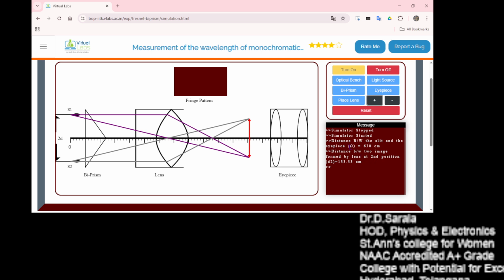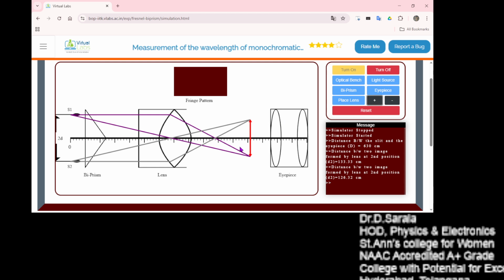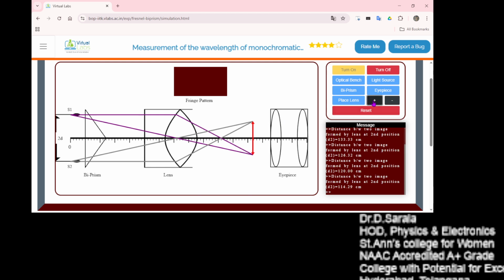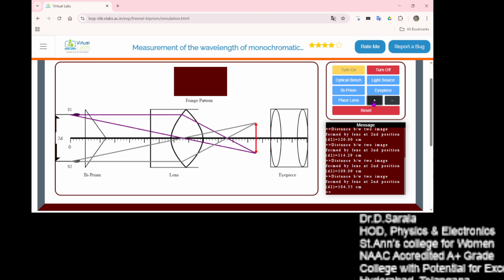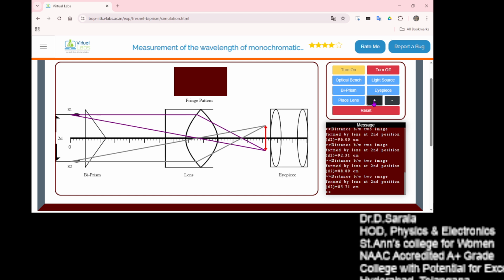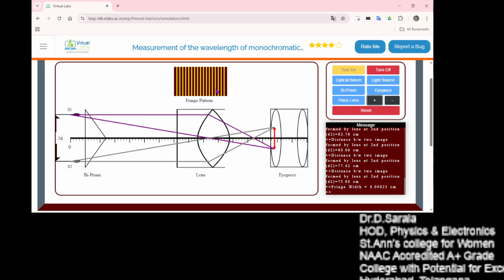So you can here see the distance between the slit and the eyepiece. Slit and the eyepiece 630 centimeters, which remains almost constant. Distance between the two images formed by the lens at second position, and as you continuously change this distance at one particular position, you can see the position is changed. So you can see it is changing. At one particular position, you will find a fringe pattern. Keep on adjusting the distance until you find a proper fringe pattern on your screen.